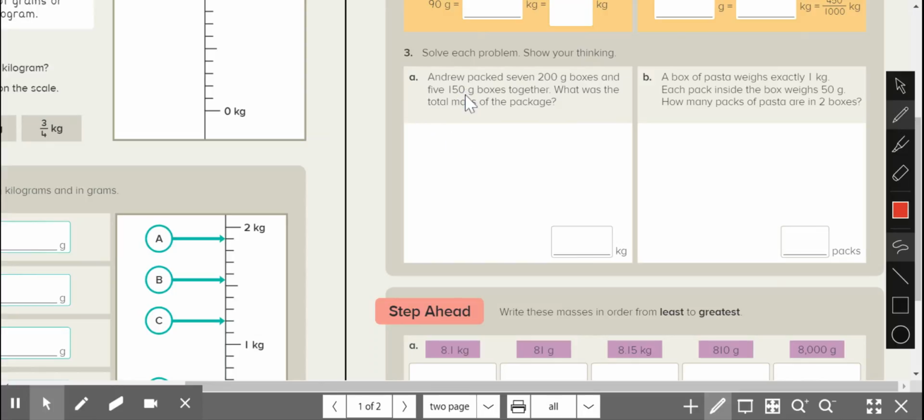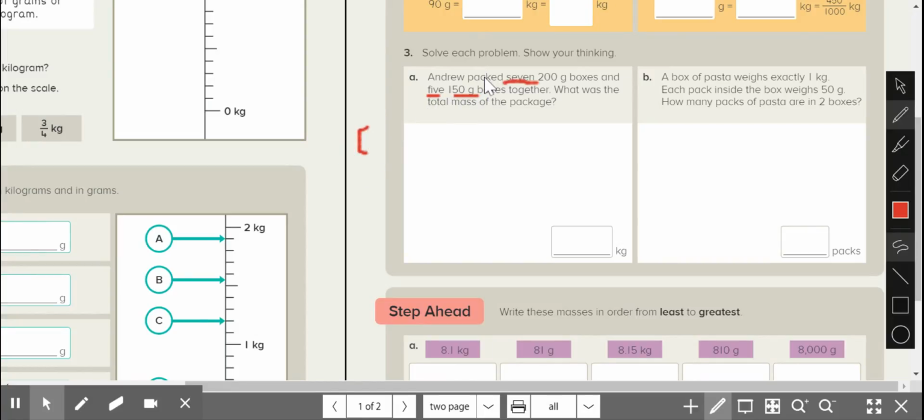Well, it looks like we've got two different sets of packages. We've got packages of 200 grams and we've got packages of 150 grams. Not just that, but it looks like we've got 7 200-gram packages and 5 150-gram boxes. So we're going to have to do some order of operations, some multiplication, some addition, and I think it'd be wise for us to use our parentheses for these problems.